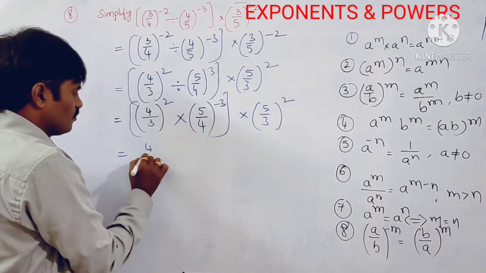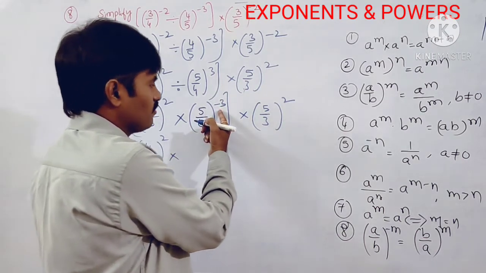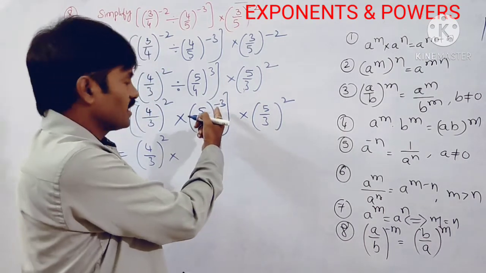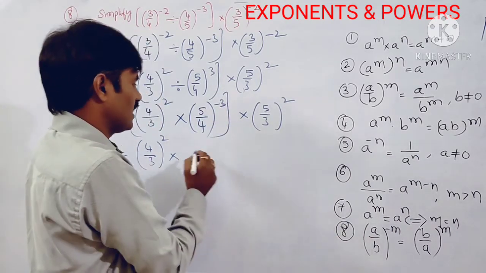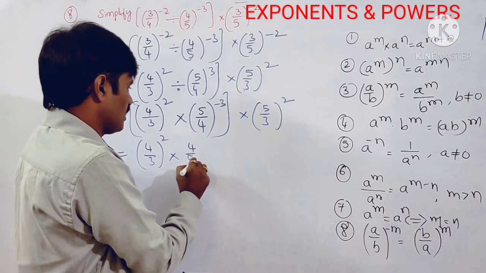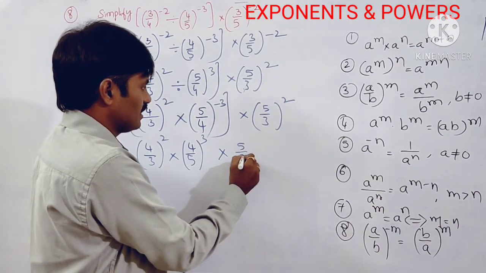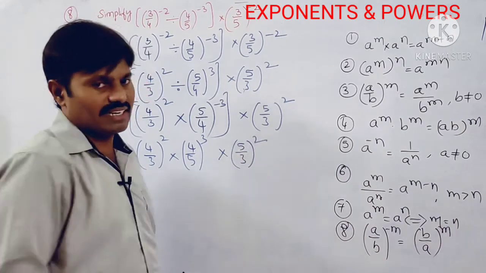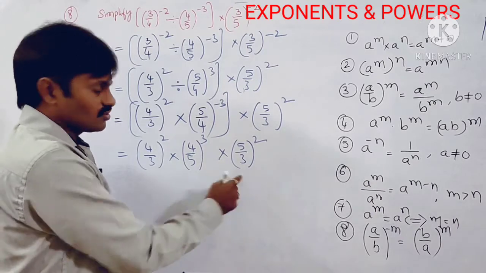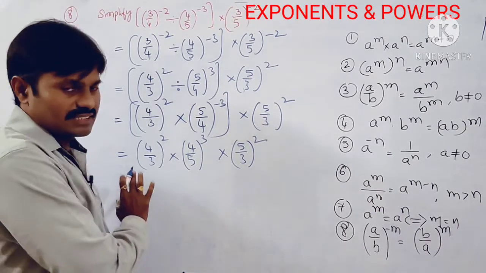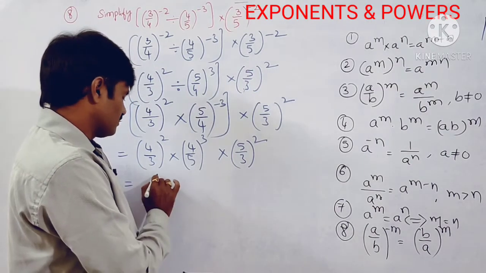Now (4 by 3) whole square into (5 by 4) whole to the power of minus 3. A negative exponent we have to change into positive by using this formula. Then it can be written as (4 by 5) whole cube, into (5 by 3) whole square. Here the bases are not equal, so how to simplify it? Just expand it. Then it is easy for us to simplify.